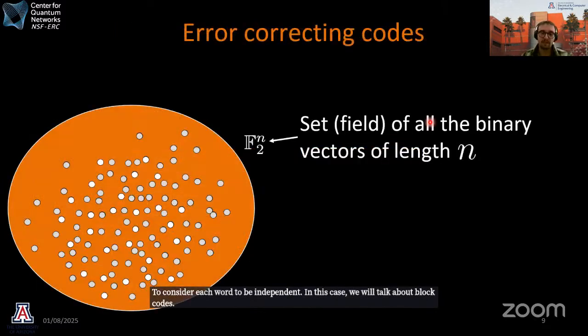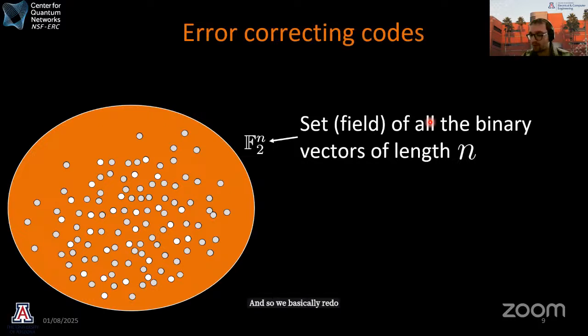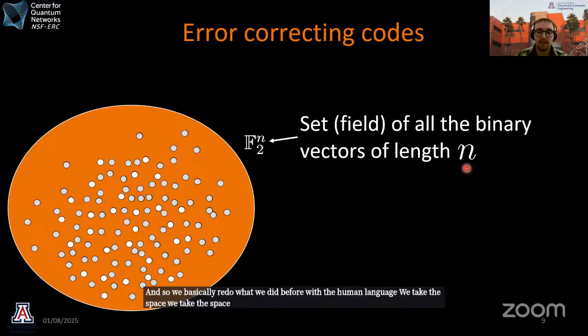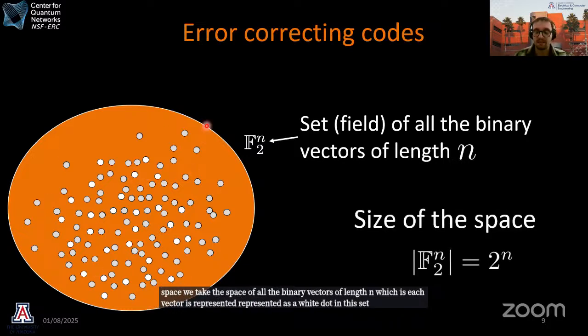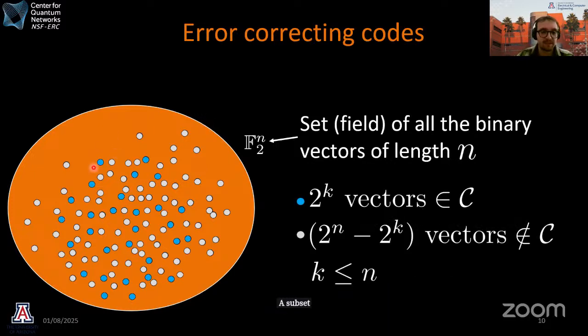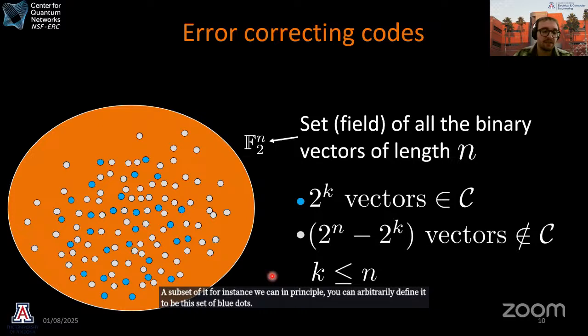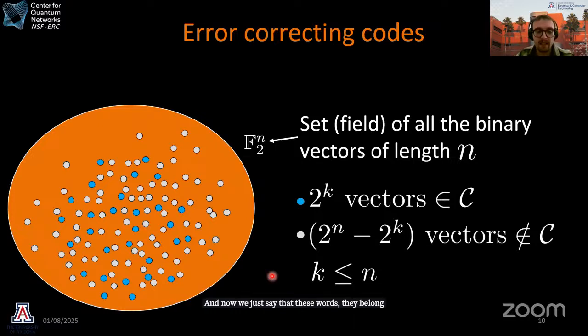And so we basically redo what we did before with the human language. We take the space of all the binary vectors of length n, where each vector is represented as a white dot in this set. And then we take a subset of it. For instance, in principle, we can arbitrarily define it to be this set of blue dots. And now we just say that these words belong to our code, and all the other remaining white dots don't belong to our code.